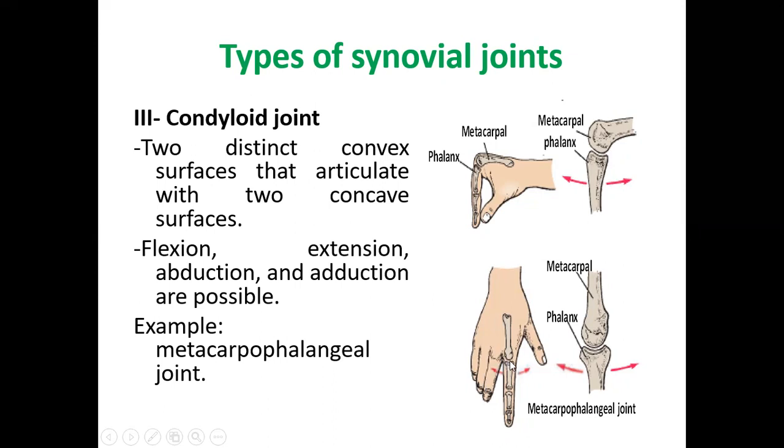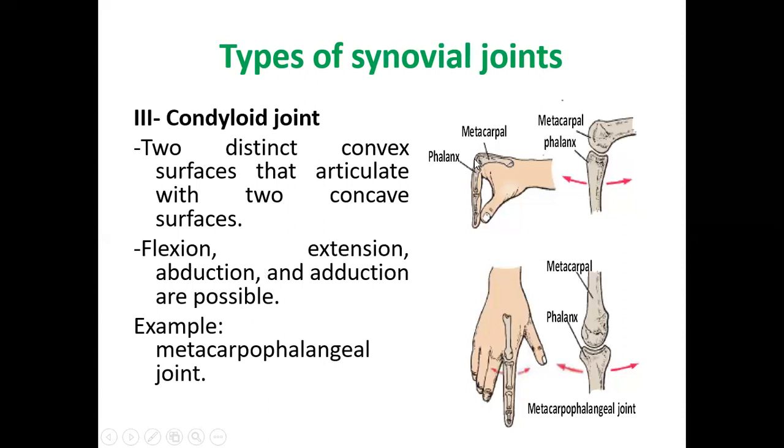So two cavities will be there and two convexes will be there. So they will articulate with each other. This type of joint is called the condyloid joint. Two distinct convex surfaces articulate with two concave surfaces. The movements taking place are flexion, extension, abduction and adduction.